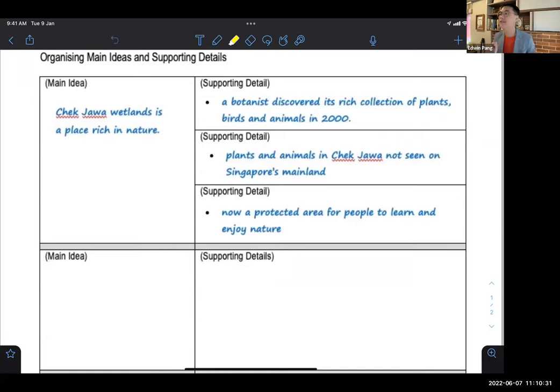Can someone give me another supporting detail about handphones besides games? I hope that's not the only thing you do on handphones. Adele, go ahead. Adele first, then Yixuan later. Yeah, go, Adele. You can take photos. Very good. Handphones can take photos. And nowadays, handphones can take really nice photos, right? Awesome.